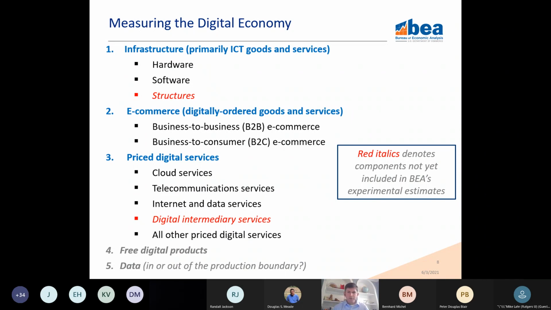We see infrastructure there, e-commerce, and priced digital services that are in scope. Items in red, as you can see, denote components that we do expect to include, but we have not yet reached the point where they've been added to our experimental estimates.